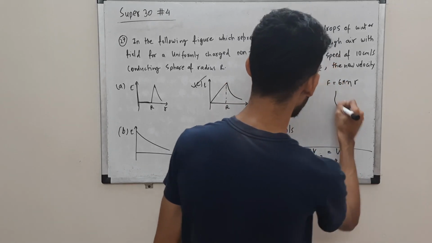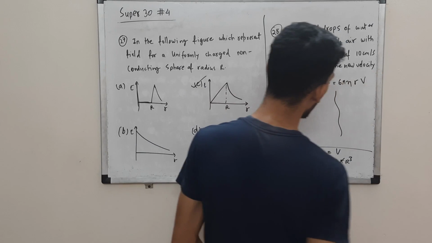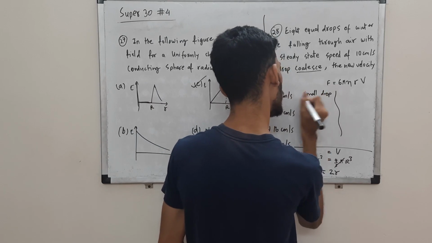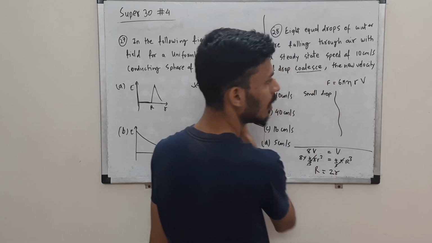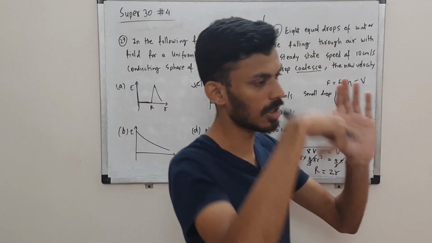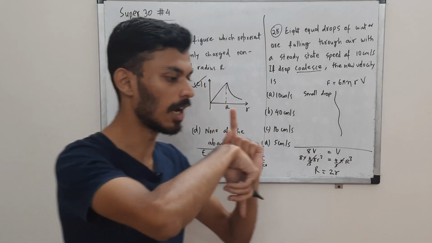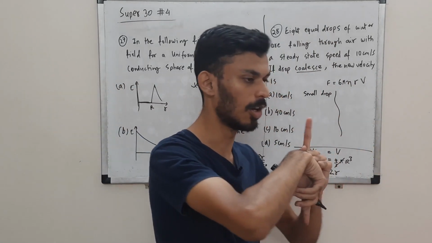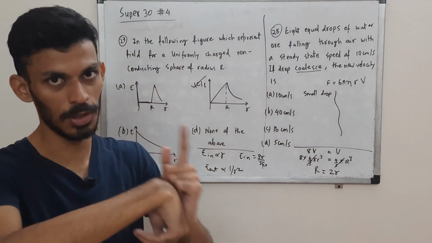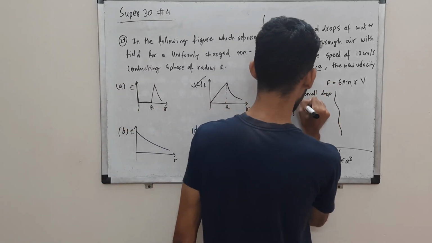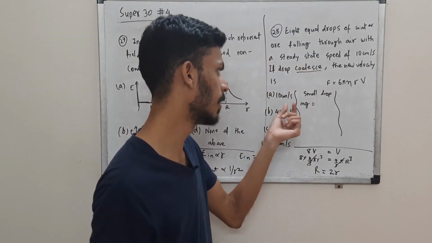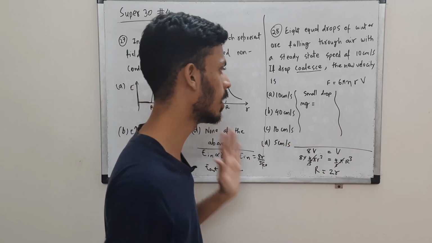Now let us apply Stokes law, 6 pi eta r v, for the small drop. At terminal velocity the net force will be 0, because the force due to gravity, mg, will be balanced by this Stokes force, the viscous force. So these two forces cancel out each other. So this F is nothing but mg. That is what I'm saying. This is for a single drop, so I'm writing mg, not 8 mg. This is for a single small drop.